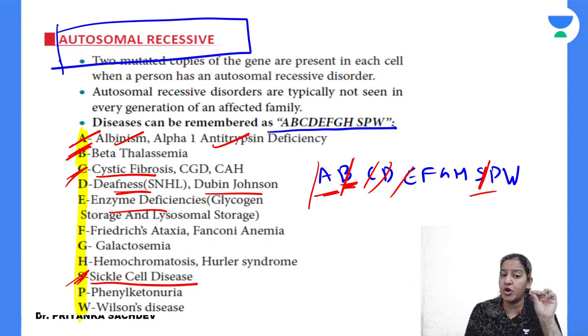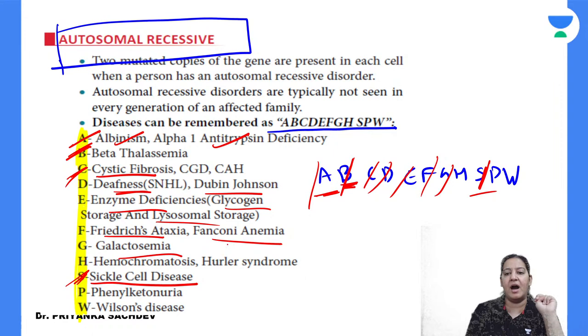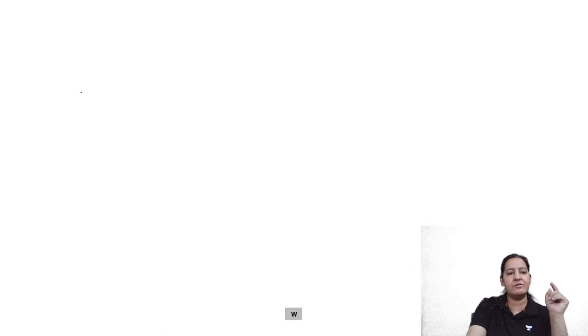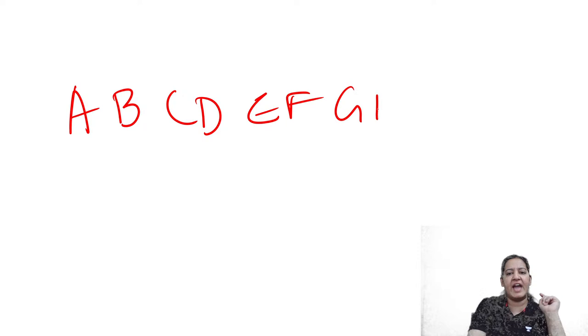Which enzyme? The most common enzyme deficiency is G6PD, right? Glycogen and lysosomal storage diseases can be there. F is Friedreich ataxia and Fanconi anemia. G is galactosemia. H also has two things: hemochromatosis and Hurler's. P is phenylketonuria. And W has a PYQ: Wilson's disease. So the autosomal recessive ones are A, B, C, D, E, F, G, H, S, P, W.